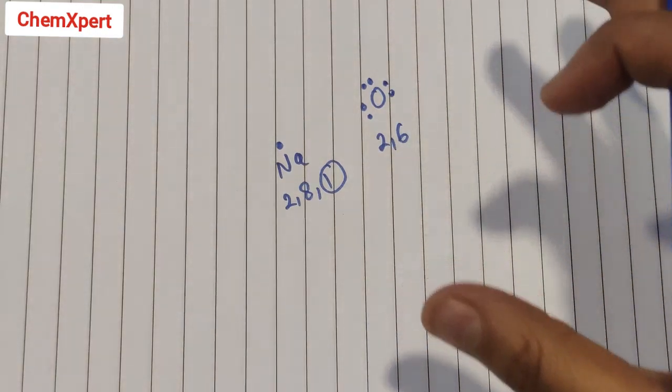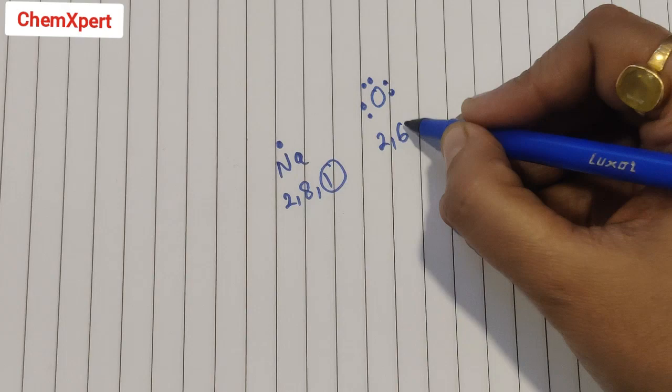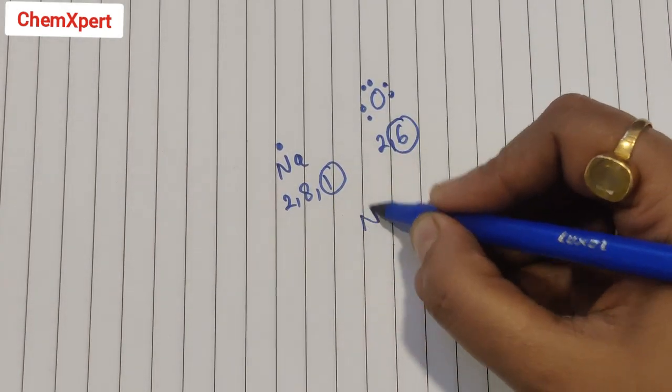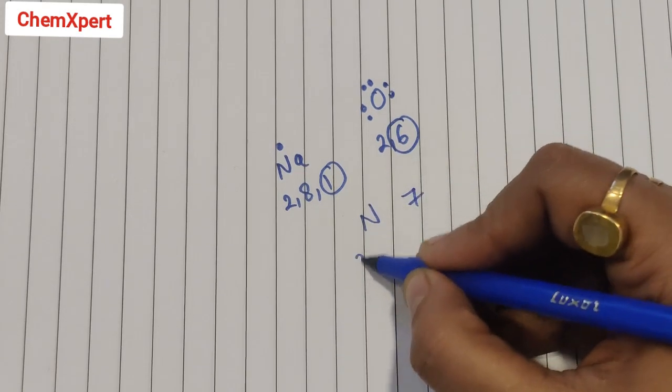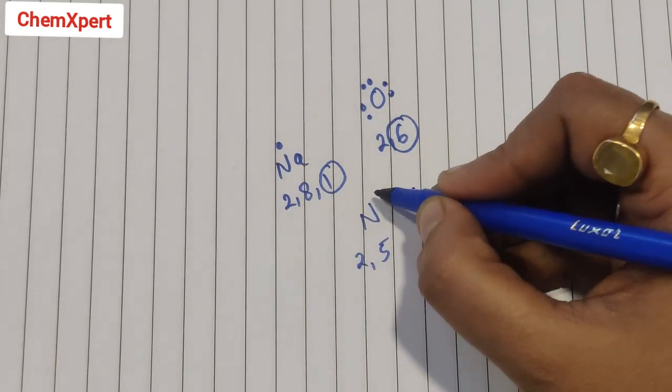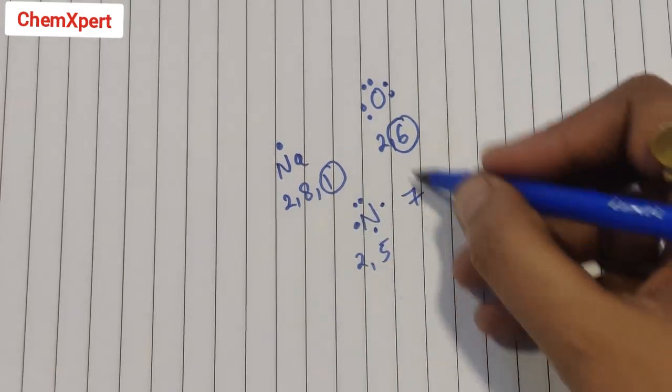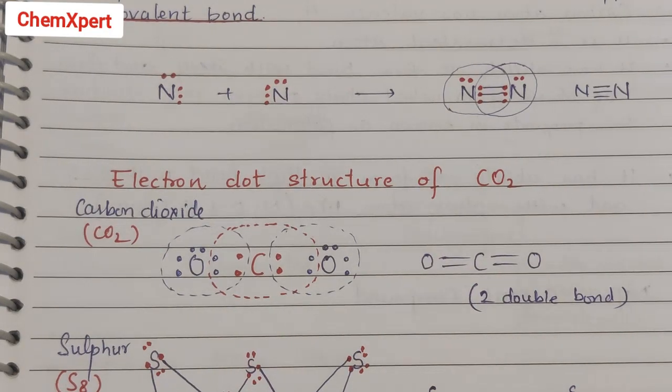So in order to write the electron dot structure, you just write the valence electrons as dots surrounding that element. Now nitrogen, atomic number 7, configuration will be 2, 5. So there will be 5 electrons, 1, 2, 3, 4, 5 dots. So this is the electron dot structure of nitrogen. Now these are the examples.